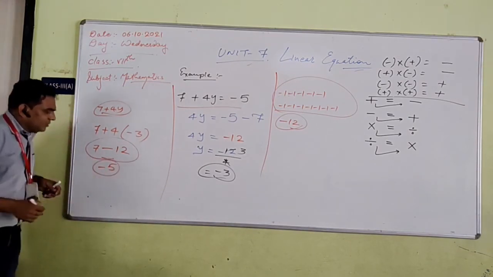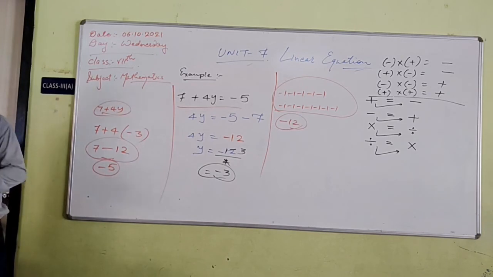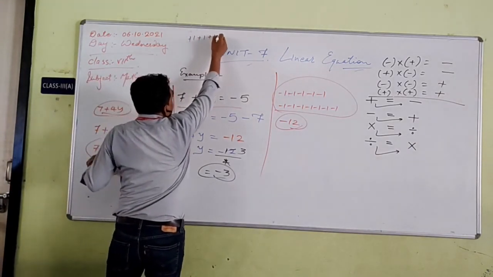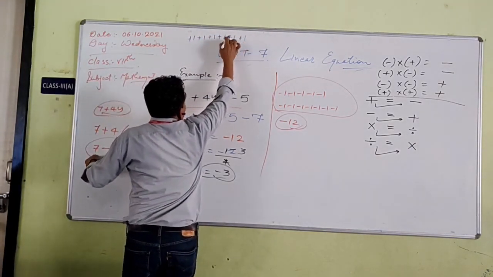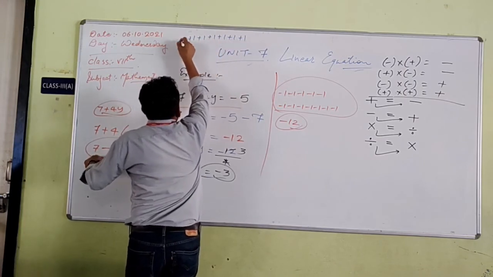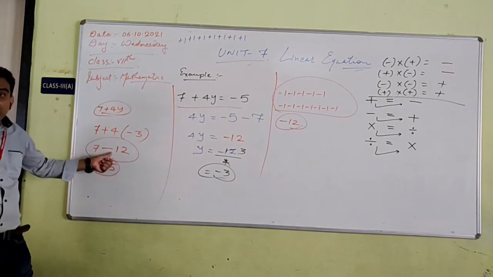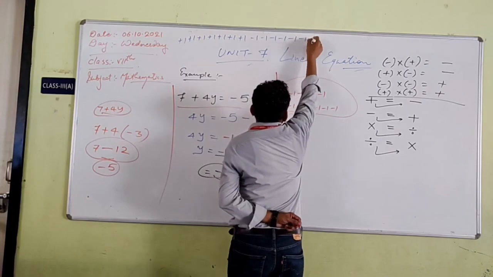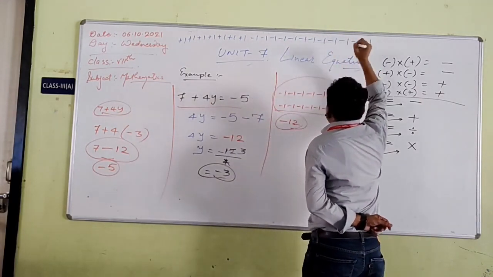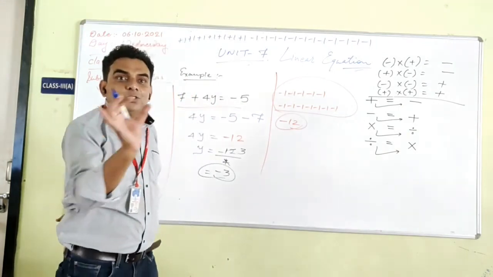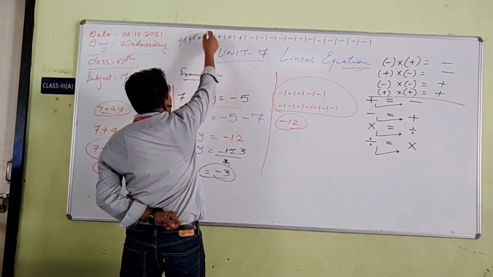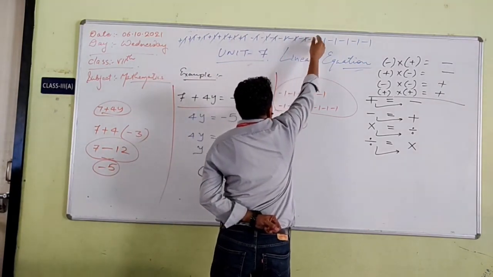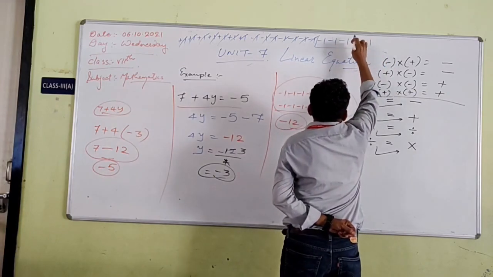Some of the students tell me, sir, how minus 5? So, I am going to show you that. Suppose you put 7: plus 1, plus 1, plus 1, plus 1, plus 1, plus 1, plus 1. 1, 2, 3, 4, 5, 6 and 7. Okay? 7. Minus 12. You can go with that. Now plus and minus, you can cut from that. 1, 2, 3, 4, 5, 6, 7.